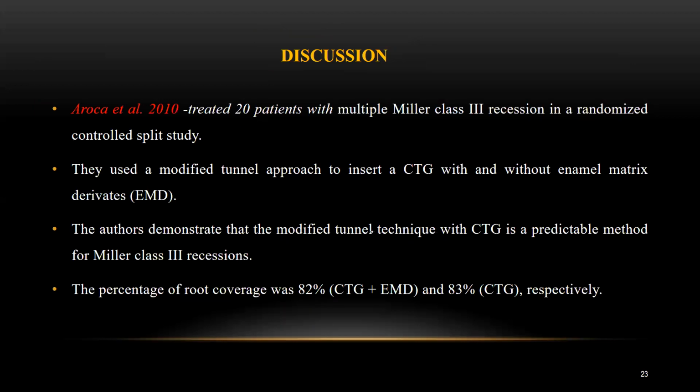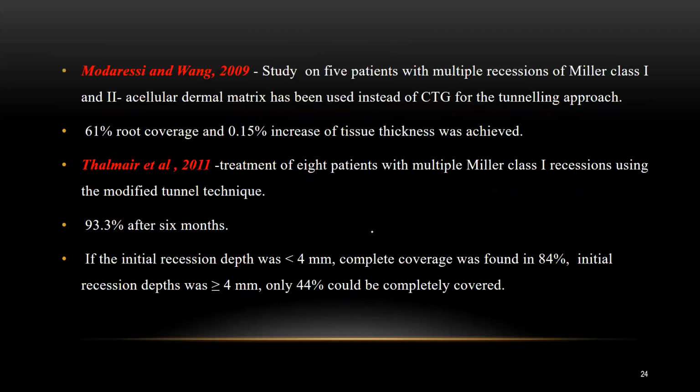Now, moving on with the discussion, Arroca et al. in 2010 treated about 20 patients with multiple Miller's class 3 recessions in a randomized controlled split-mouth study. In that case, they had used a modified tunnel approach to insert a connective tissue graft with and without enamel matrix derivative. The authors demonstrated that CTG is a predictable method, where they found root coverage was about 82% when used along with EMD and 83% when CTG was used alone.